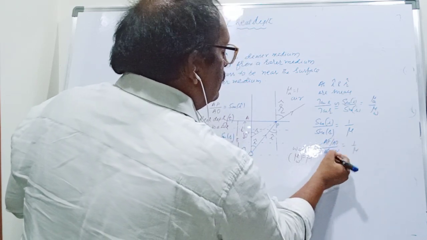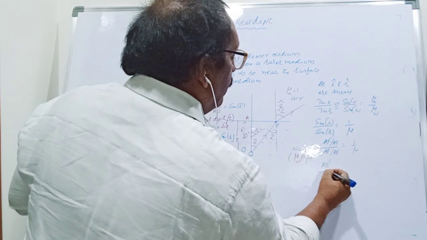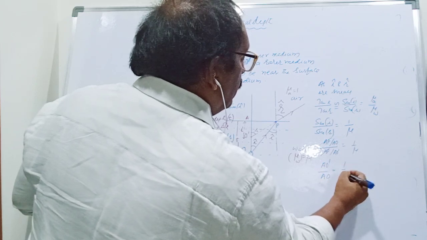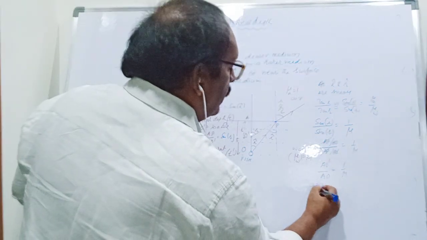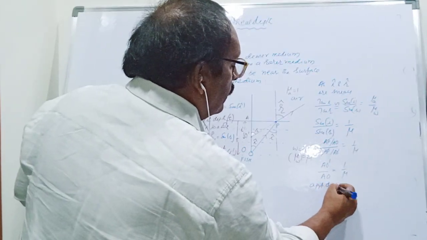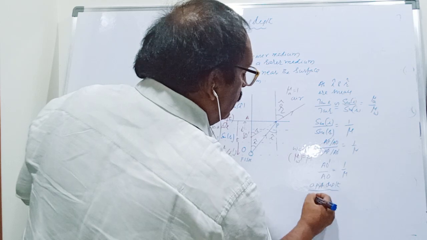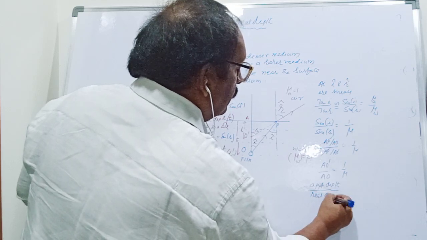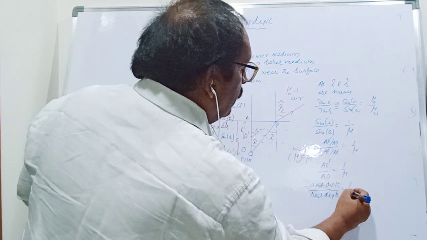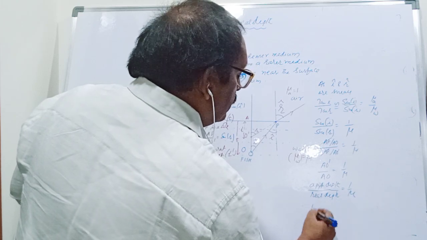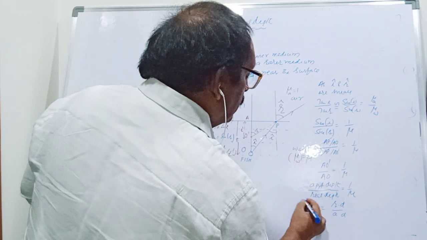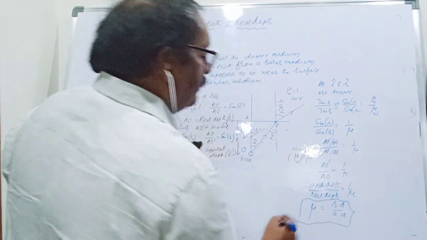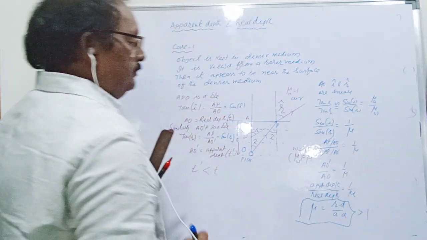This AP cancels. AO prime by AO equals 1 by mu. AO prime, I said, is the apparent depth. Apparent depth by real depth equals 1 by mu. Therefore, mu is equal to real depth by apparent depth. This is the most important formula, and mu is definitely greater than 1.